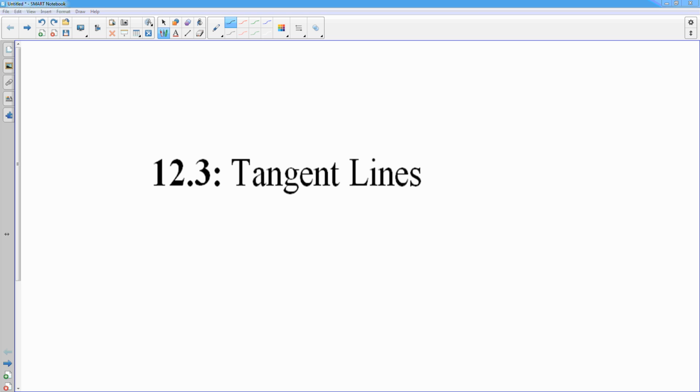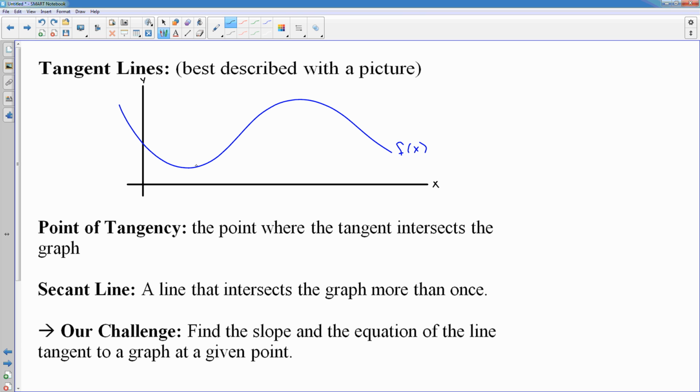All right, moving on with our calculus theme and limits, we're going to talk about tangent lines, which is the core of just about everything in calculus. A tangent line is best described with a picture. I'm not going to try to give you a definition of it, but if you have some graph, like right here, some generic f of x, a tangent line is simply a line that just touches the graph and sits on top of it. So that red line would be considered a tangent line.